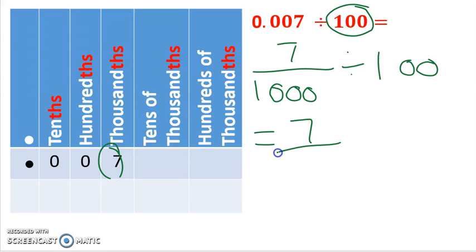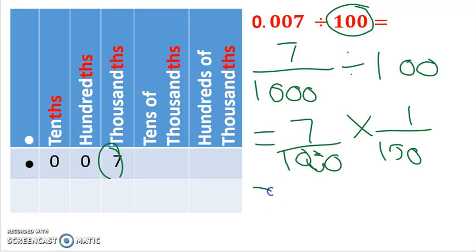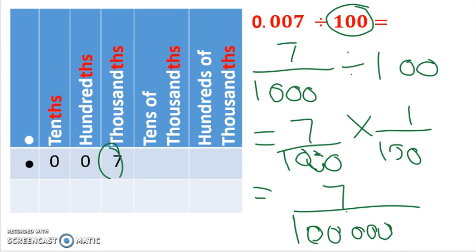We do that, we're going to multiply by the reciprocal of 100. The reciprocal of 100 is 1 on 100. And that gives me 7, and then over 1 with 5 zeros. 1, 2, 3, 4, 5. That's 7 over 100,000. So I've got 7 hundreds of thousandths. It's over here. 7 hundreds of thousandths.